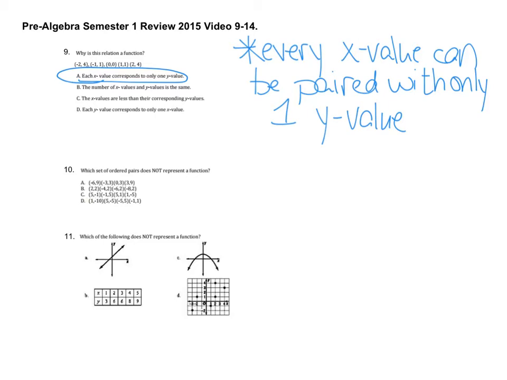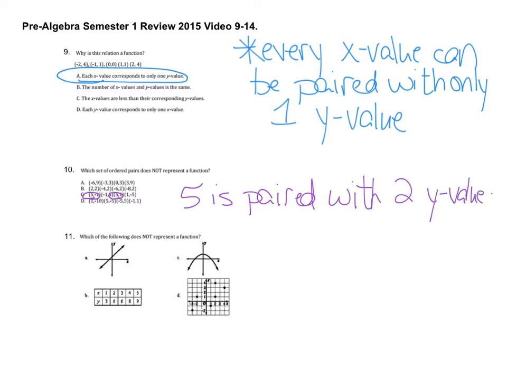Look at C. 5, -1, -1, 5, 5, 1, 1, -5. What I notice, I've got this 5, -1, and 5, 1. So 5 is paired with two y values. And since 5 is paired with two y values, C cannot be a function. Okay? Now look at 11. It's got some graphs, it's got some tables, and it wants to know which does not represent a function.